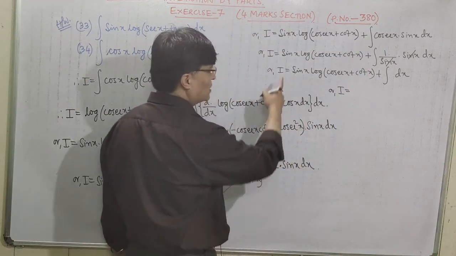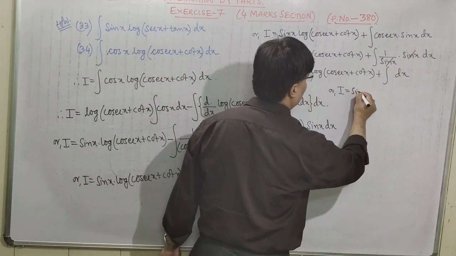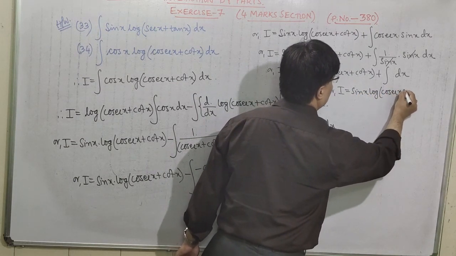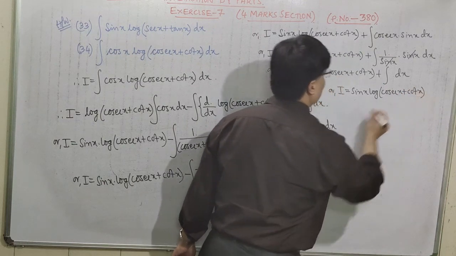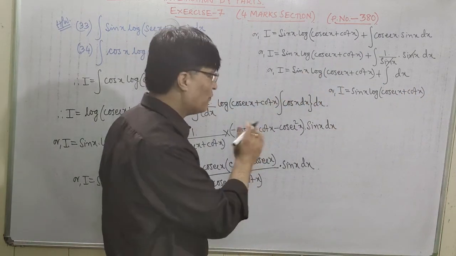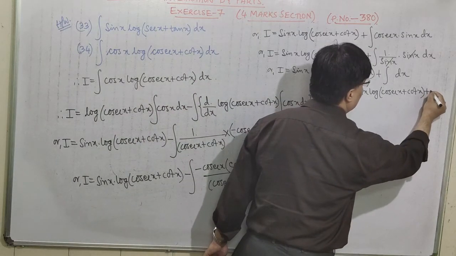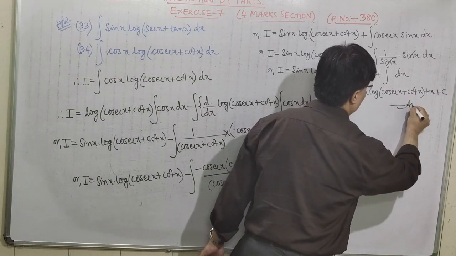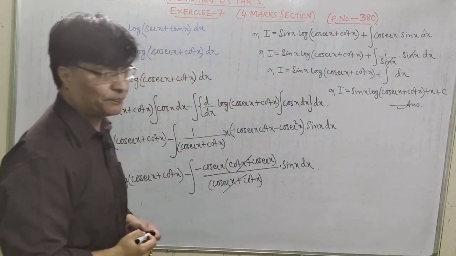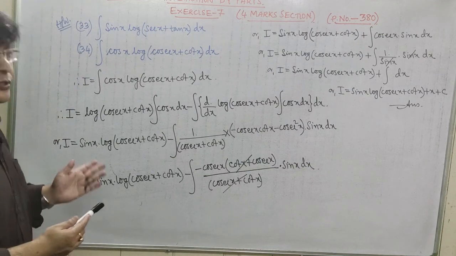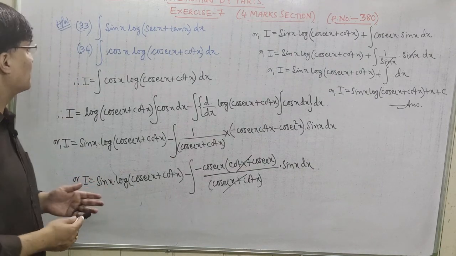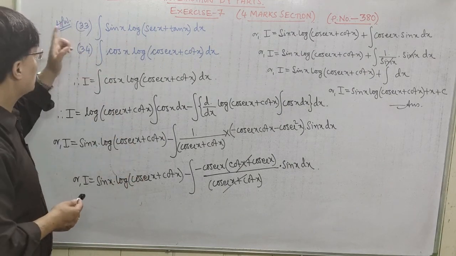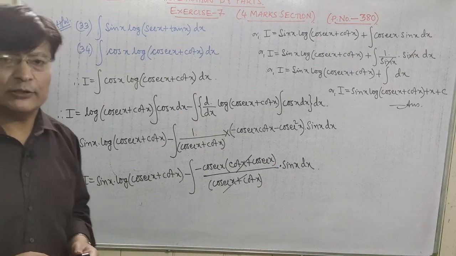So now what is the final answer? So I is equal to, what is the first term? Let us write down the first term. That is sin x log of cosec x plus cot x, bracket closed. That is the first term, plus what is the integral of dx? x, then what do you write? Plus c. So this is the final answer. So I think you have understood it. You can do it at home. Okay, you can revise it at home. So this question number 34 is done here. Similarly you can do number 33.